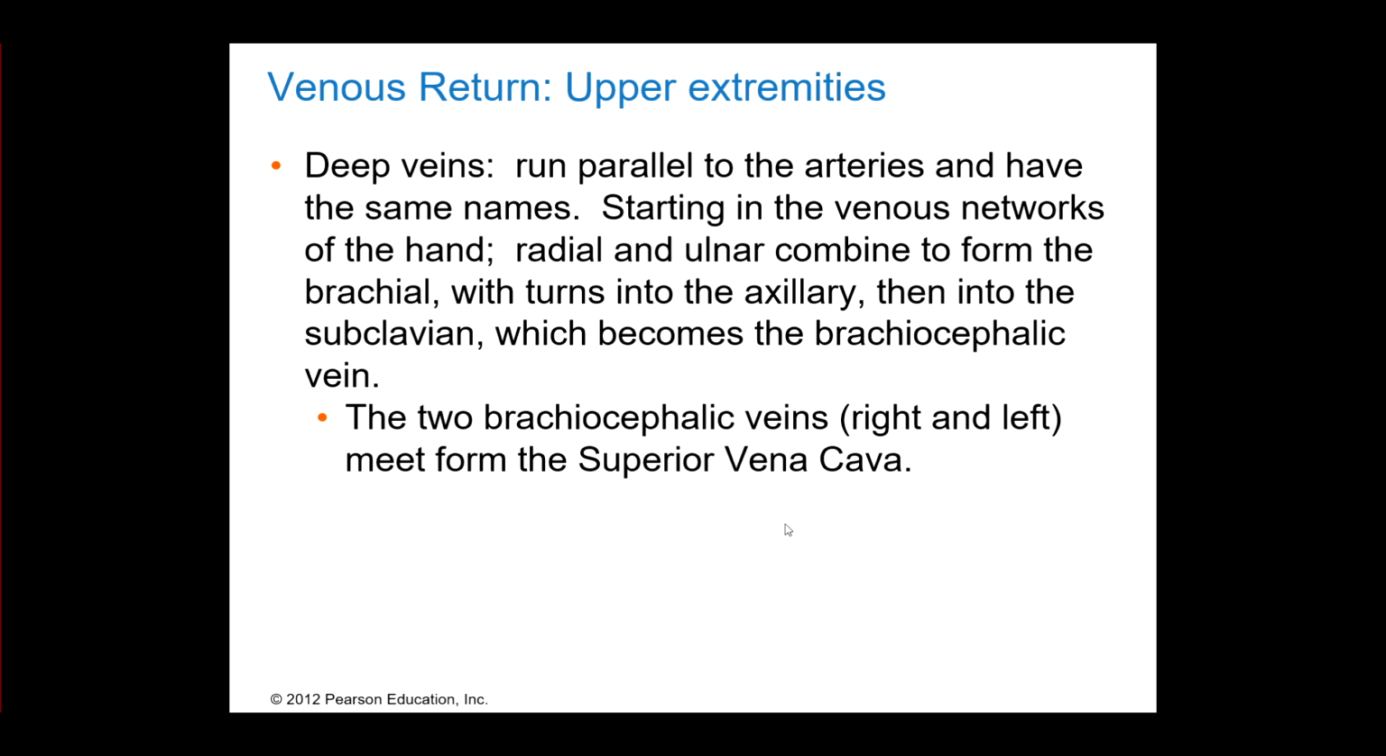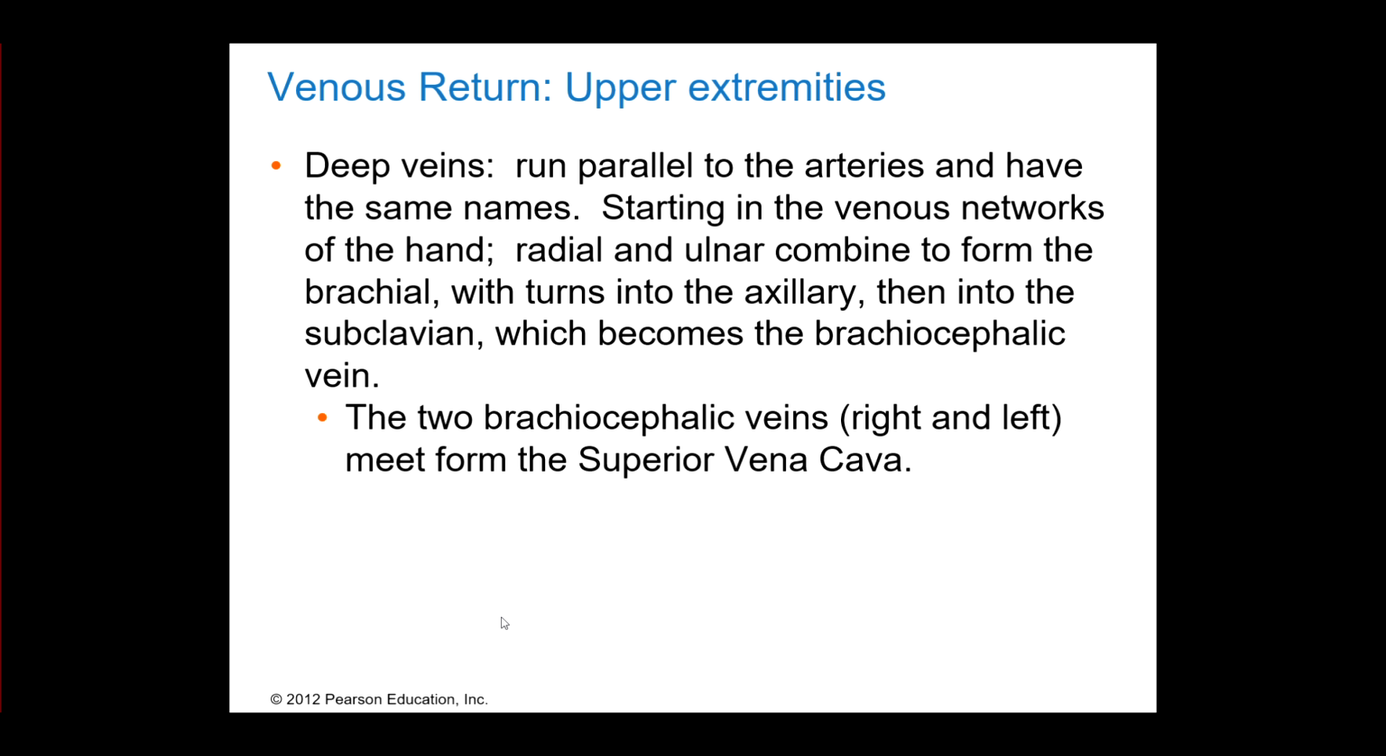Remember we said in a previous lesson, arteries and veins always run together. So right next to the arteries that we just mentioned, we have these deep veins. These run parallel to the arteries and have the same names. So basically, we were going backwards. We could start with, let's say, the digital veins. They become the palmar arch veins. Then they become either the radial or the ulnar veins.